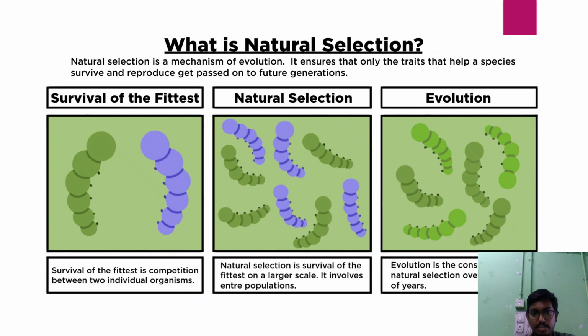And natural selection is the broader spectrum of survival of the fittest. That is, natural selection is survival of the fittest on a larger scale. It involves the entire population. And evolution is the consequence of natural selection over thousands of years. Here only the green worms exist. That means only green worms were selected, they evolved and reproduced, and the green worms increased in number. That is natural selection in the broad spectrum, and evolution occurred.